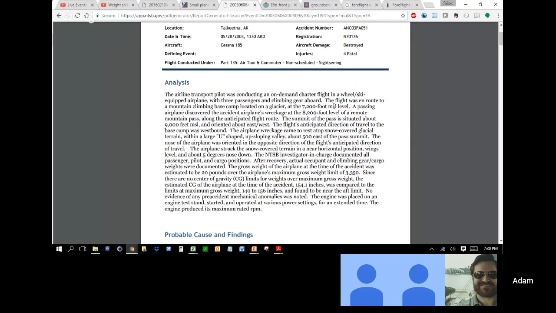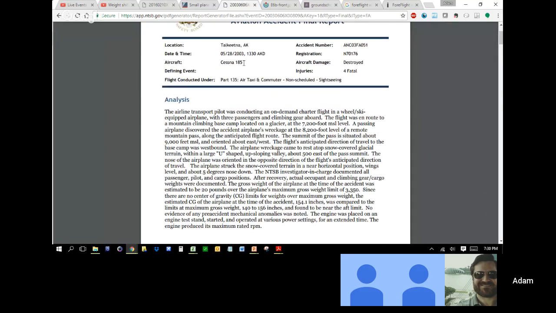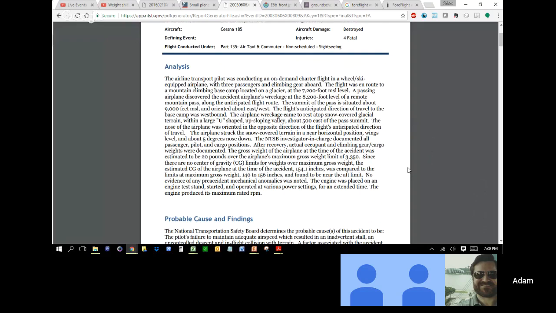So this was a Cessna 185. I think that's a tail wheel version of the 182. So this isn't a jet. This isn't anything special, a piston aircraft operating at high altitudes. The flight's anticipated direction of travel to the base camp was westbound. The airplane wreckage came to rest atop snow-covered glacial terrain within a large U-shaped upsloping valley. The nose of the airplane was oriented in the opposite direction of the flight's anticipated direction of travel. The airplane struck the snow-covered terrain in a near horizontal position. Take note of that particular observation, a near horizontal position. Wings level, 5 degrees nose down.